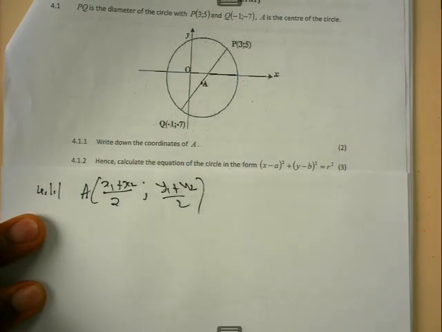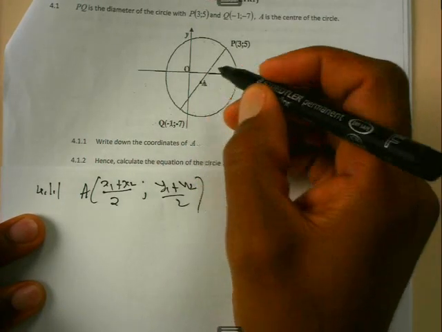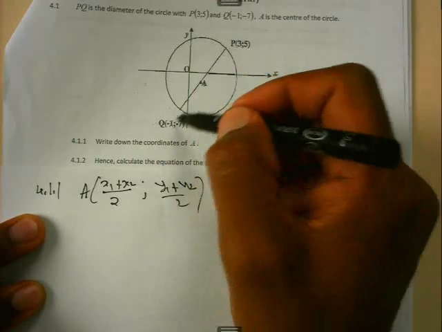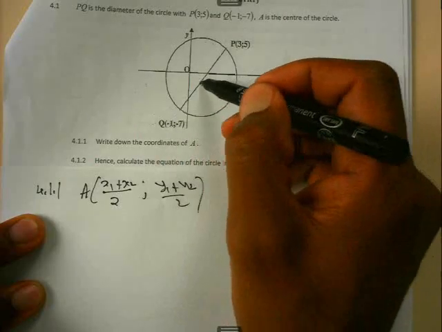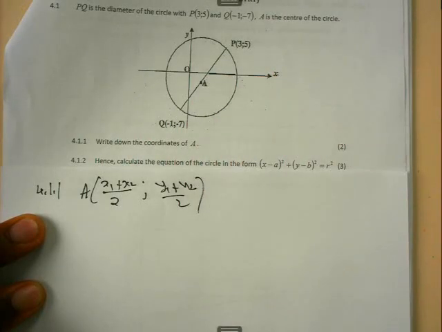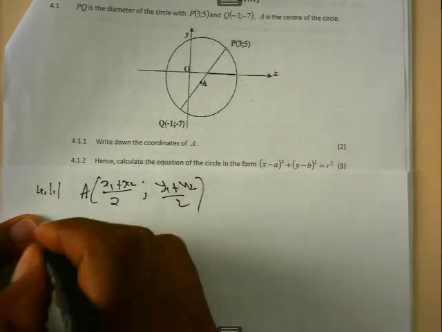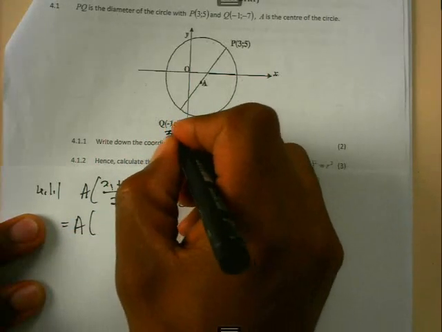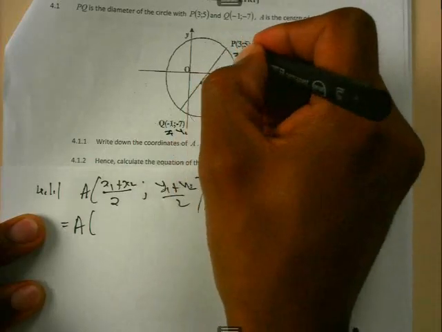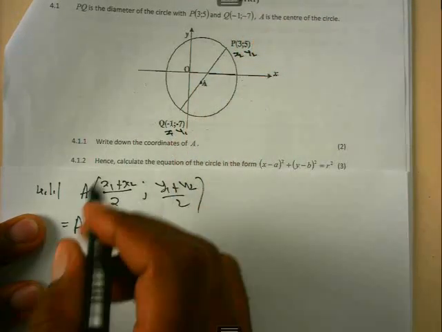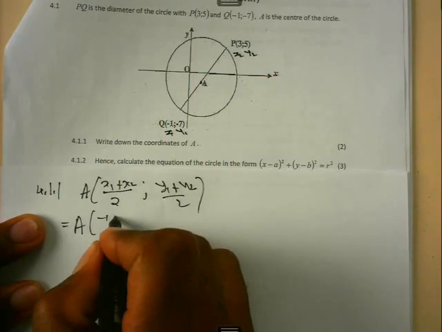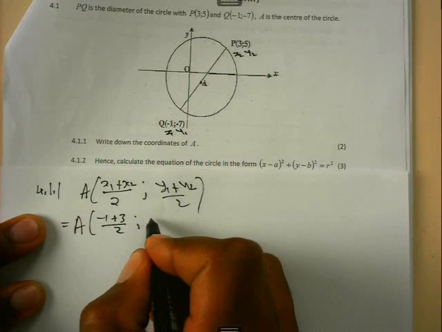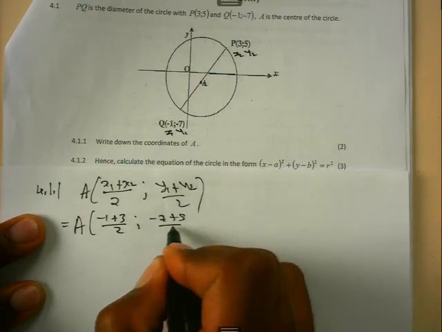Remember, in the first one we had the center; the problem was we did not have P. But in this one, we have the points P as well as Q, and we are looking for the center. This will be x1, y1, and this will be x2, y2. So we have (-1 + 3)/2 and also (-7 + 5)/2.